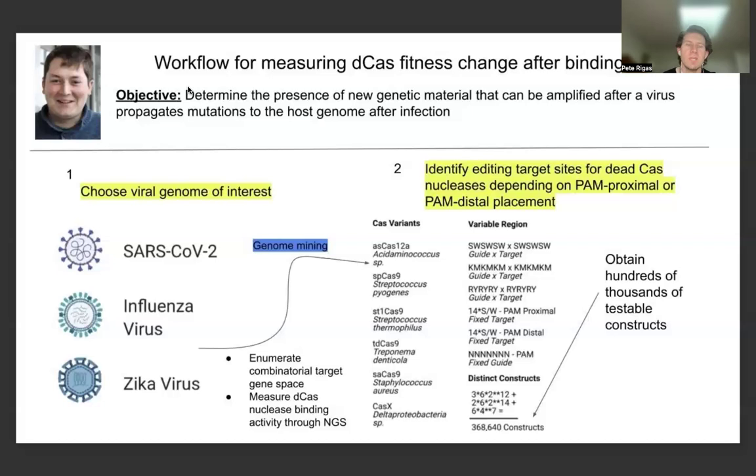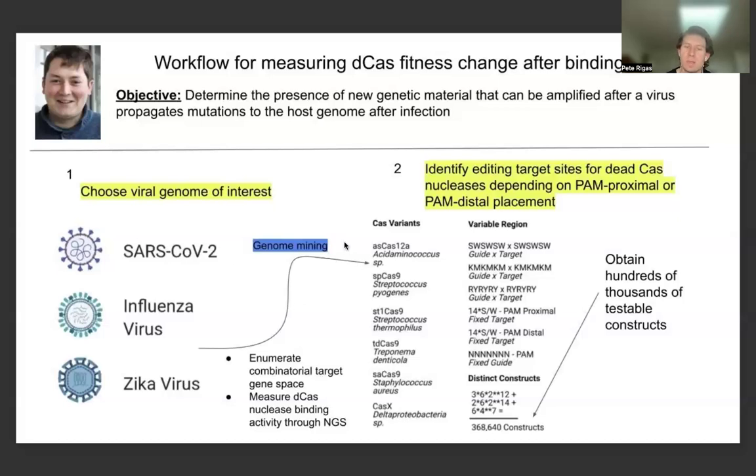And so the objective of David's workflow was that he wanted to determine whether the presence of new genetic material can be amplified after a virus propagates its mutations to the host genome after infection. And so from his thought, we can start by choosing some viral genome of interest, whether it be SARS-CoV-2, influenza, or Zika.